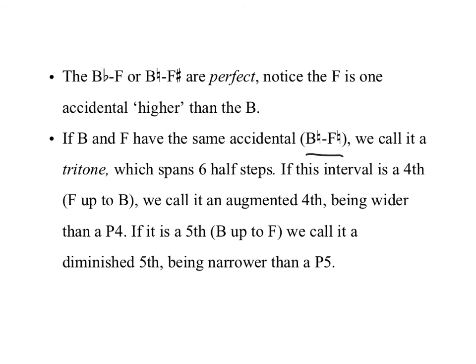If the interval's a fourth, F up to B, we call it an augmented fourth, being wider than a perfect fourth. If it's a fifth, B up to F, we call it a diminished fifth, being narrower than a perfect fifth. But as I said, augmented and diminished intervals are more complicated, and those are things that we'll do more in class. It's more important now that you be able to identify perfect fourths and perfect fifths wherever they are on the keyboard or on the staff. That's all for this video. Now go practice.